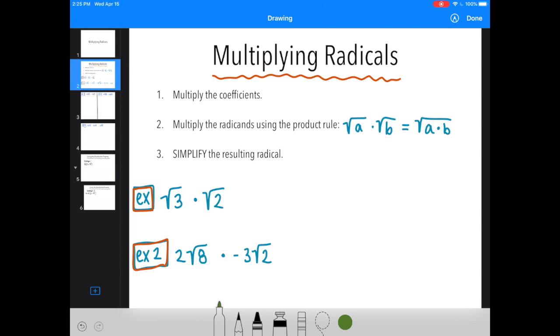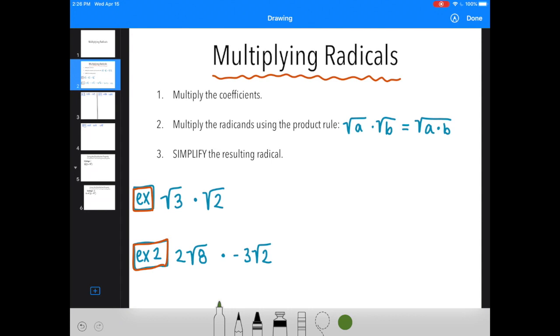Okay, so let's look at our multiplying radicals rule. When we multiply radicals, our first step is to multiply our coefficients. That makes this similar to when we add and subtract radicals. Remember, when we add and subtract radicals, we're only messing with our coefficients if our radicand is the same. Here, it does not matter what our radicand is. It can be different. So when you multiply radicals, your first step is to multiply your coefficients.